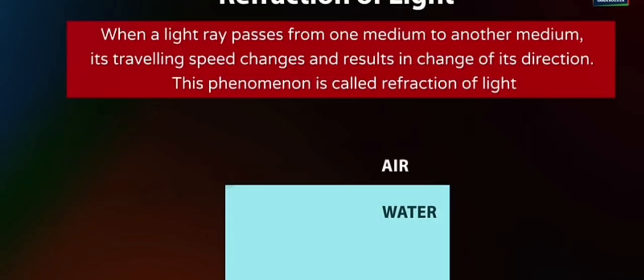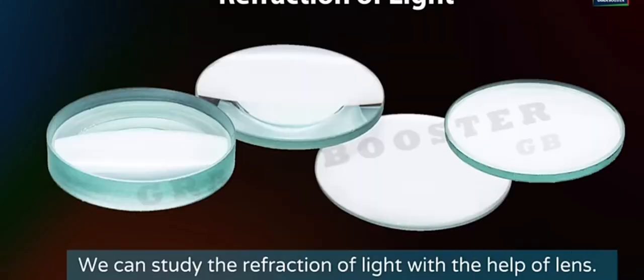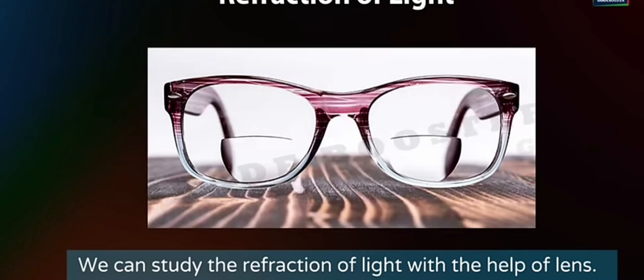What is refraction of light? When a light ray passes from one medium to another medium, its traveling speed changes and results in a change of its direction. This phenomenon is called refraction of light. A straw in a glass appears to be bent. This is due to refraction of light. We can study the refraction of light with the help of lenses. A lens is a transparent object usually made of glass. Eyeglasses are examples of lenses which we use in our day-to-day life.